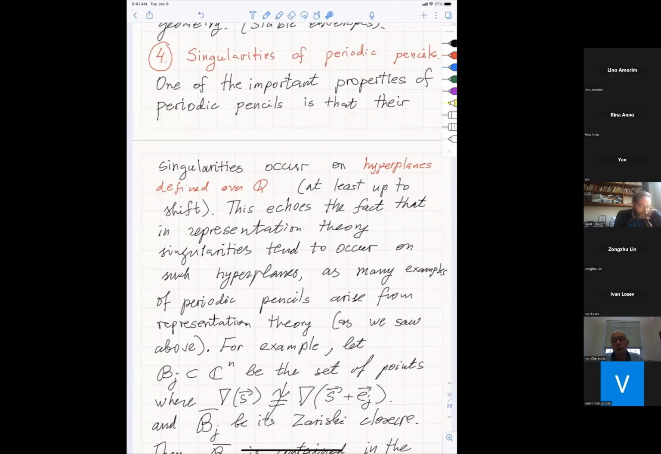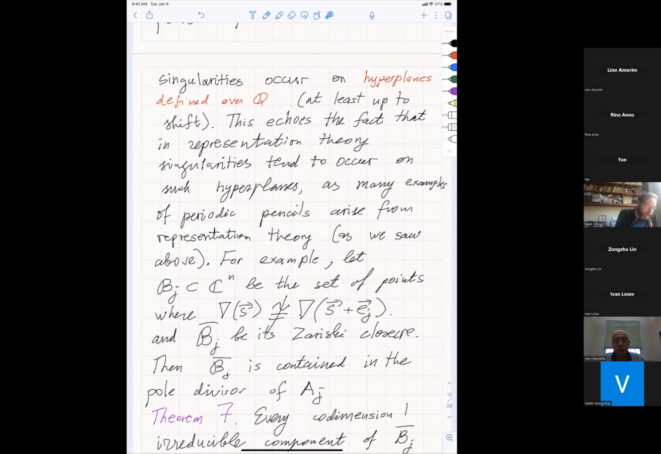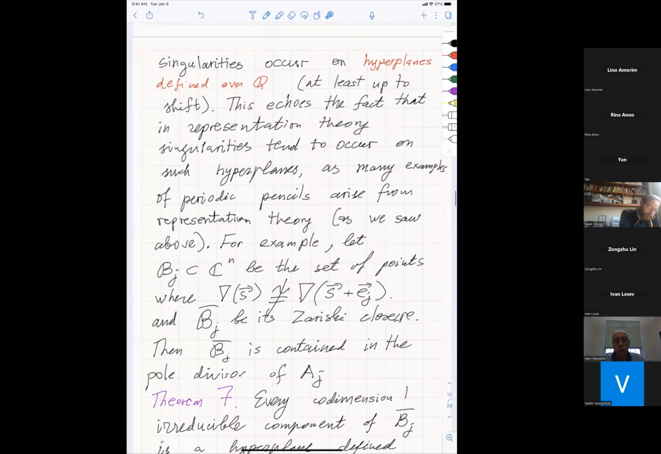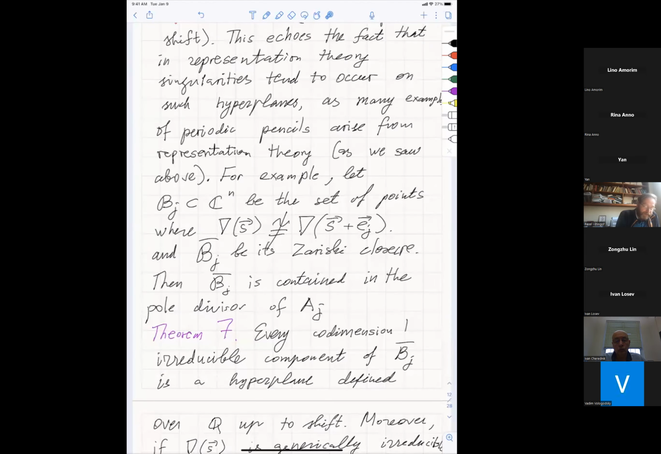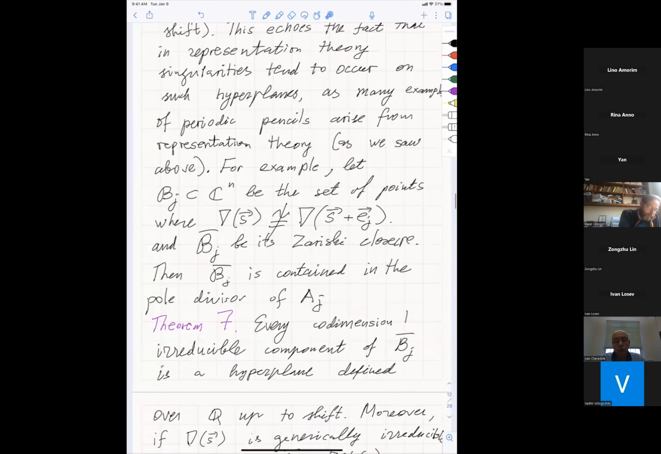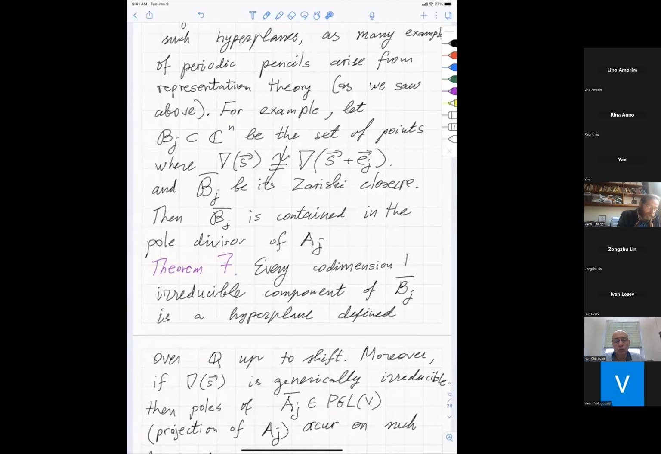So here is an example. Let us denote by Bj the set of points where nabla of S is not isomorphic to nabla of S plus Ej as a connection, so as a D-module. And let's take Bj bar to be the Zariski closure of this Bj. Then Bj bar is contained in the pole divisor of this shift operator Aj. Now here is a theorem: if I look at codimension 1 irreducible components of this variety Bj bar, then every such component is just a hyperplane defined over Q up to shift.